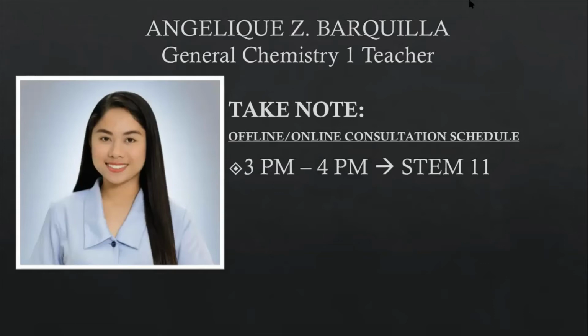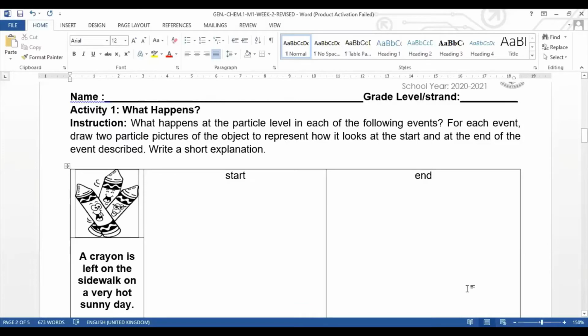Okay, now let's proceed to the module. For Activity 1, the title is "What Happens?" The instruction: what happens at a particle level in each of the following events? For each event, draw 2 particle pictures of the object to represent how it looks at the start and at the end of the event described. Then write a short explanation.